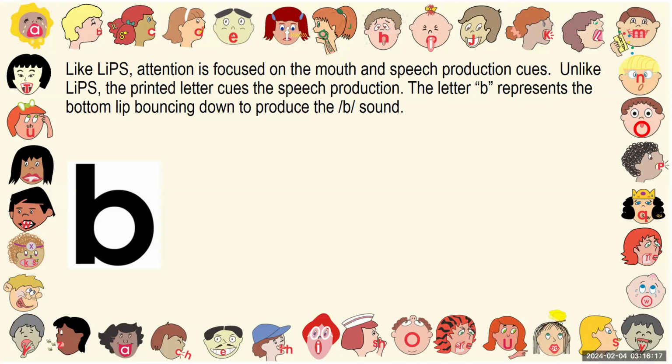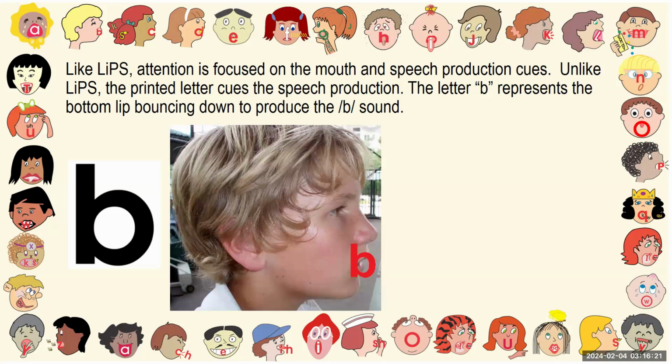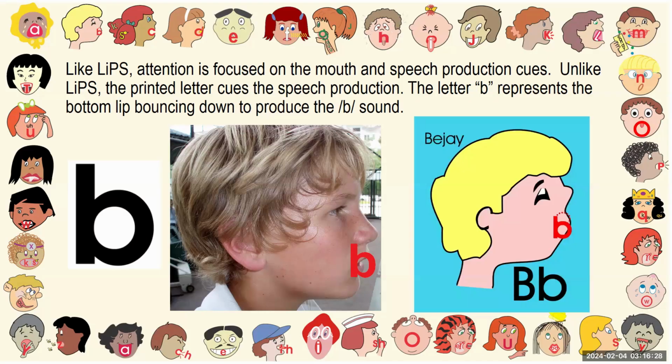The letter B represents the bottom lip bouncing down to produce the B sound. So there's an example of a face that has the letter B drawn by the bottom lip. And there's the phonic face. Now I have the kids touch their bottom lip when they see the letter B and just bounce it, B, B, B.